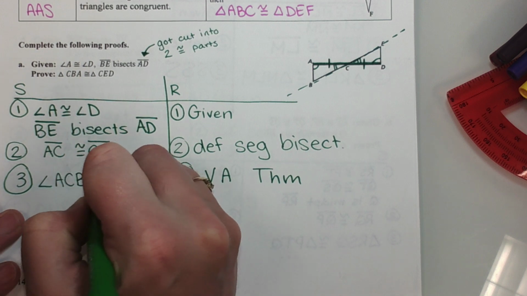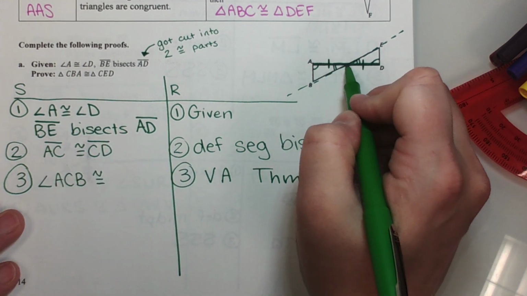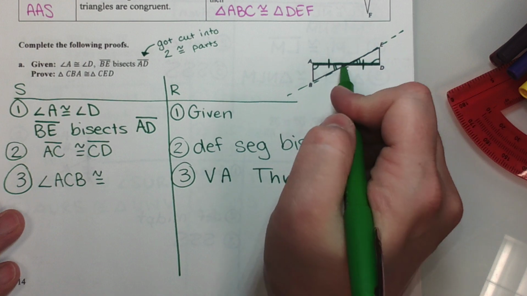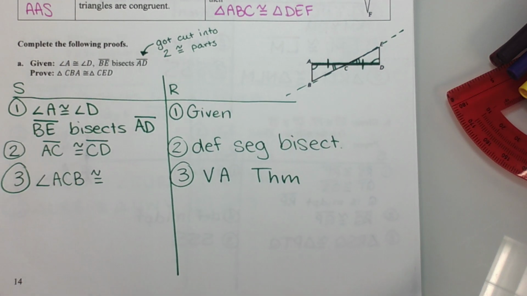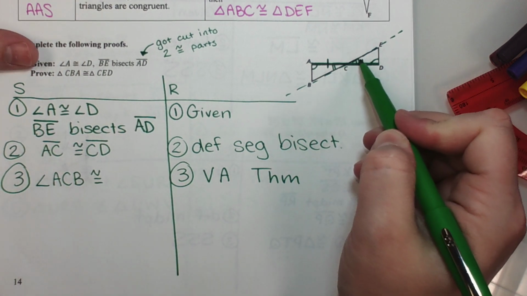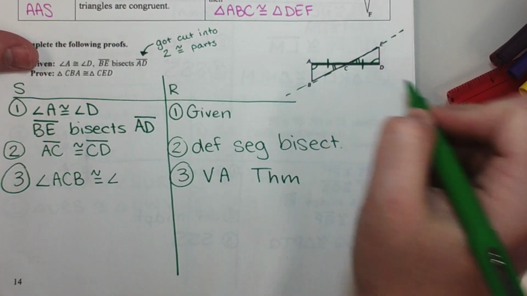Angle ACB. ACB because C is the vertex, so it goes in the middle, and the side lengths go towards A and go towards B, hence they are the first and the last letter. Mariana, what's the 3-letter name for this one? ECD.